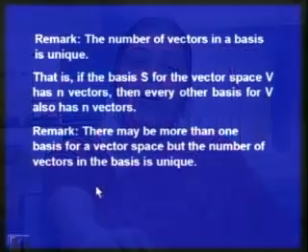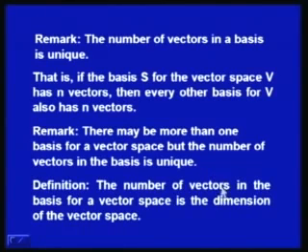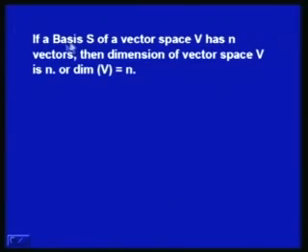There may be more than one basis for a vector space, but the number of vectors in the basis is unique. So, this is what the remark is, and on the basis of this we can now define the dimension of the vector space. We say that the number of vectors in the basis for a vector space is the dimension of the vector space. If a basis S of a vector space V has n vectors, then the dimension of vector space V is n, or we write dimension of V is equal to n.